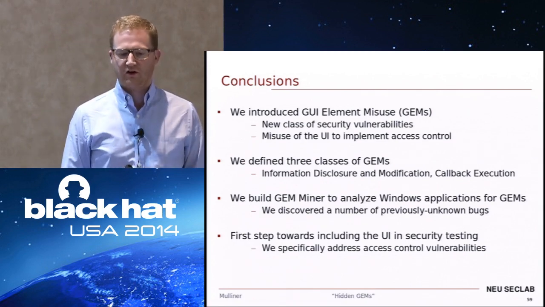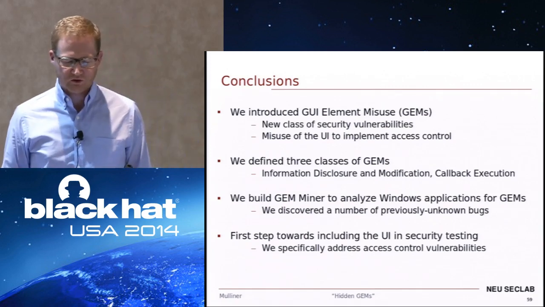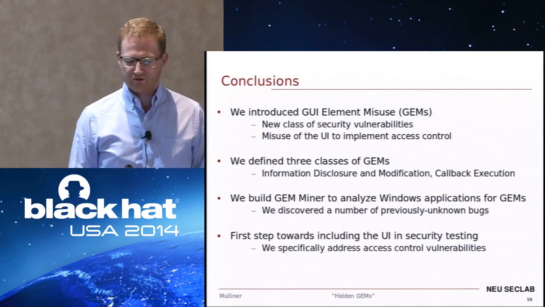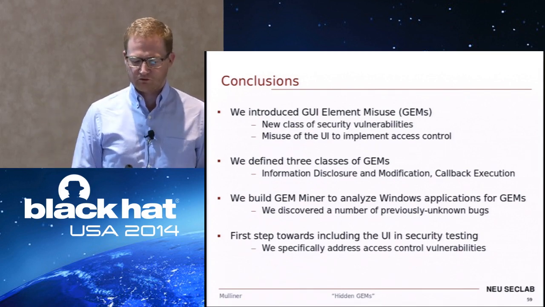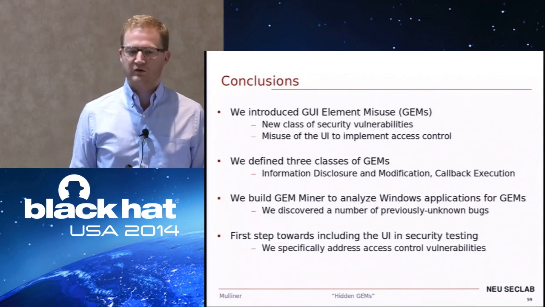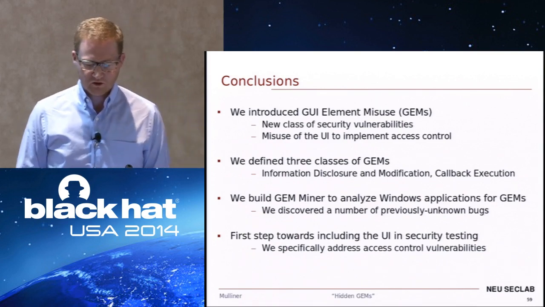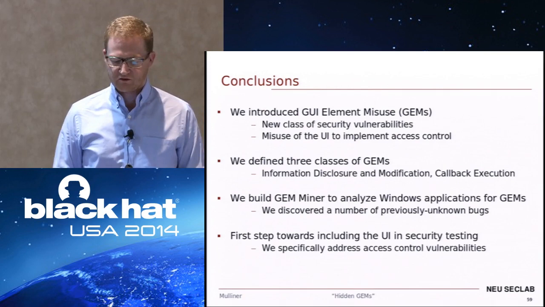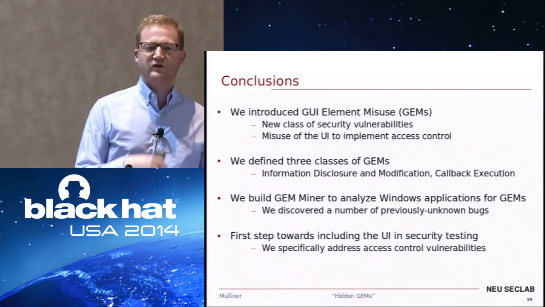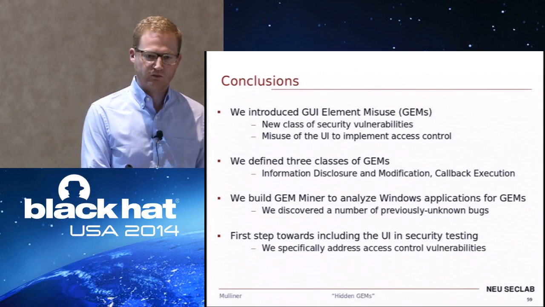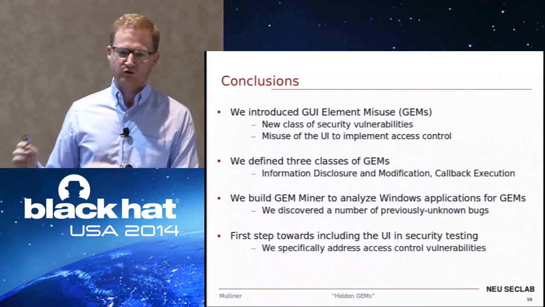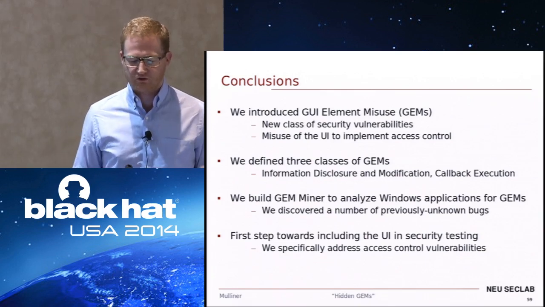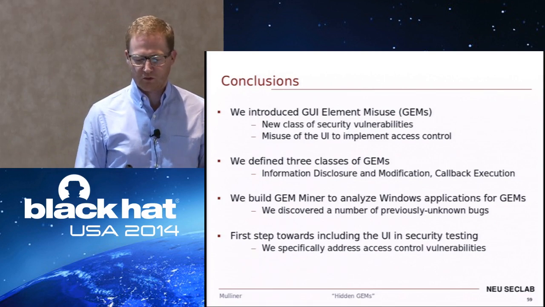We found three classes of these vulnerabilities: unauthorized information disclosure, unauthorized modification, and unauthorized callback execution. Our system works pretty well on Windows, and we discovered some unknown bugs. I think it's a good first step to include the UI more in testing. There have been other tools which interact with the UI just to test the actual application, but what I'm saying is you should also test the UI as part of your security evaluation if you do black box application tests.